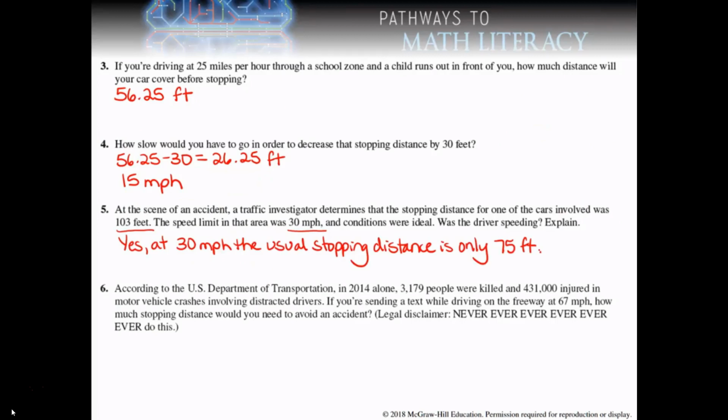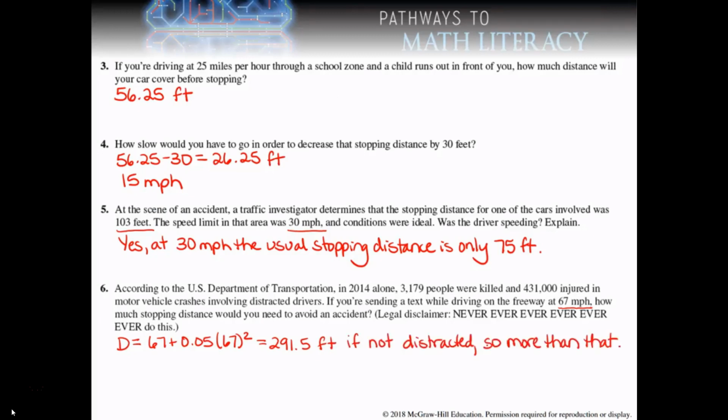In 6, if you're texting and driving at 67 miles per hour, how much stopping distance do you need? Well, first of all, let's figure out what the stopping distance would be for an undistracted driver. With r equals 67, that would be 67 plus 0.05 times 67 squared. And that comes out to 291.5 feet. That's if you're not distracted. If you're texting, you're going to take even longer than that to stop, which is only part of the reason that texting while driving is a terrible idea.